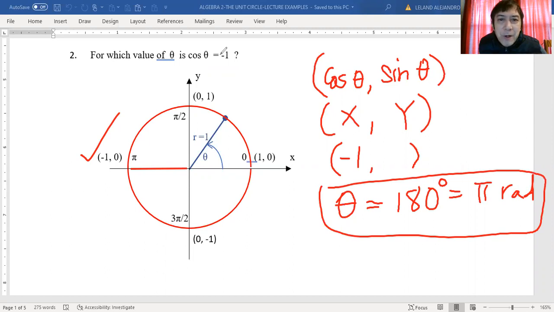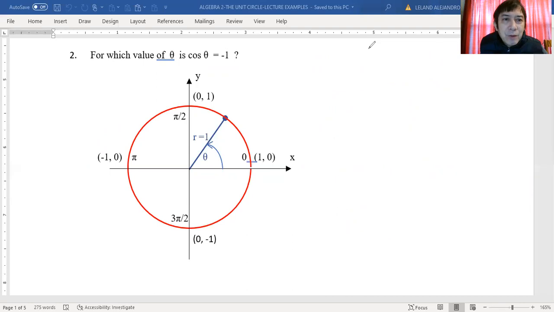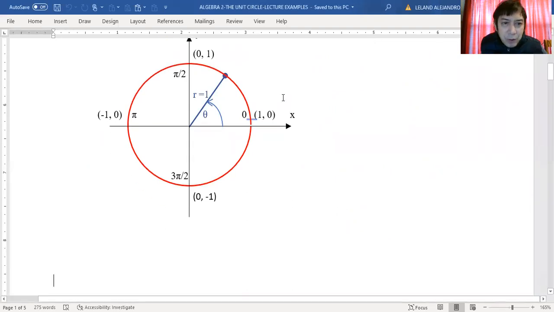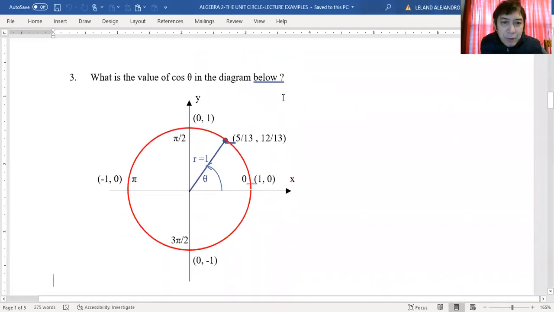Let's proceed to the third. Let me clear the screen and scroll. All right, so we scroll downwards. Here is the third. Okay, here's the question. What is the value of cosine theta in the diagram below?